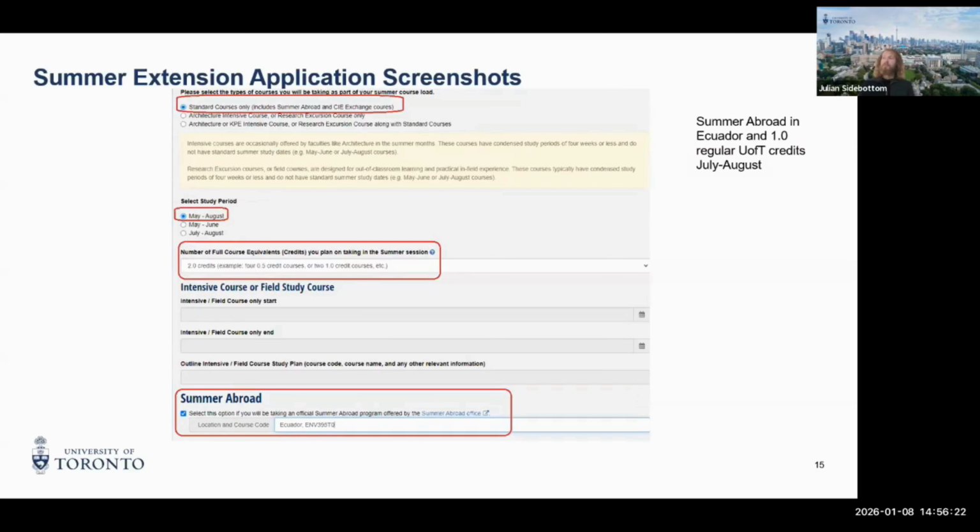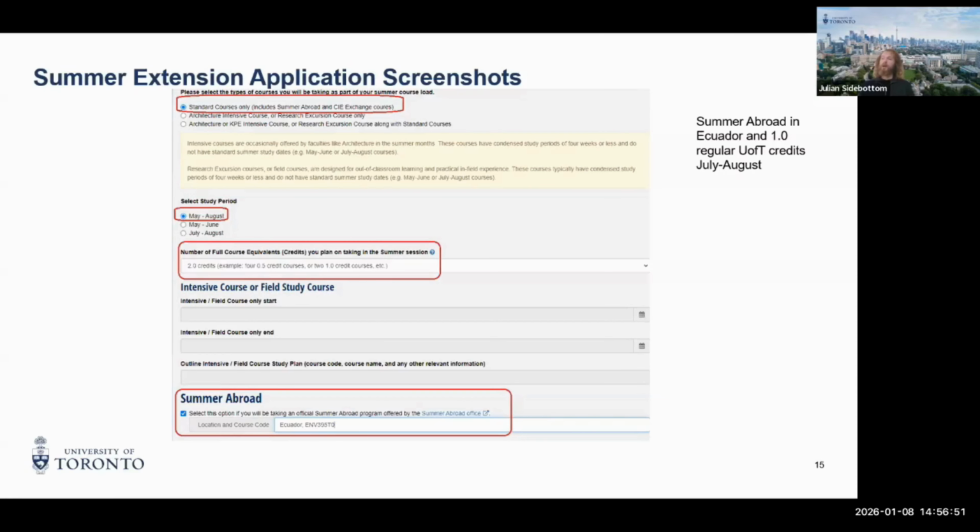Here's another example, summer abroad in Ecuador of 1.0 credit, regular courses July, August at U of T. So again, it would be the standard courses. May to August would be the study period because of the summer abroad course earlier on in Ecuador, and then the regular U of T courses later on. Select 2 credits overall, the 1 credit from summer abroad and the 1 credit at regular U of T courses.